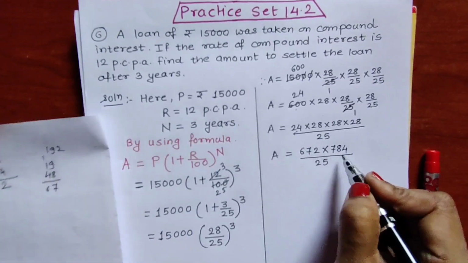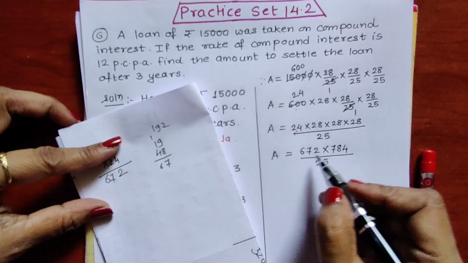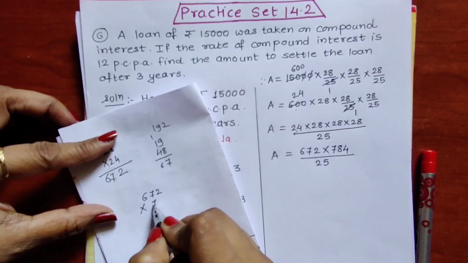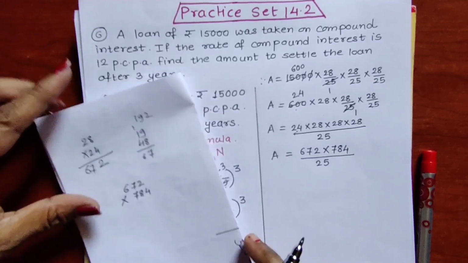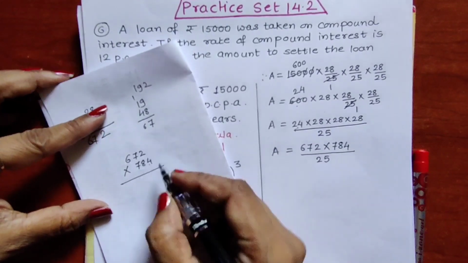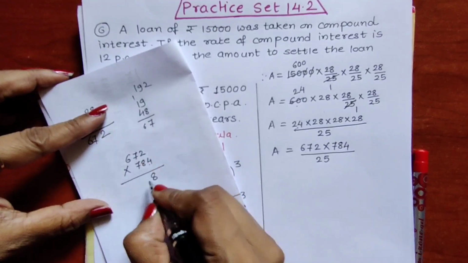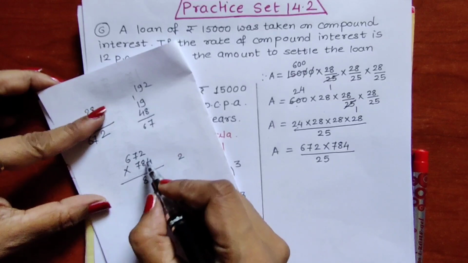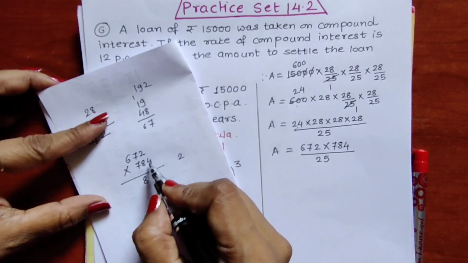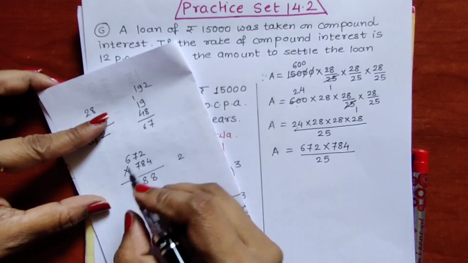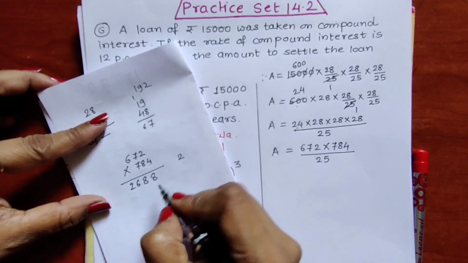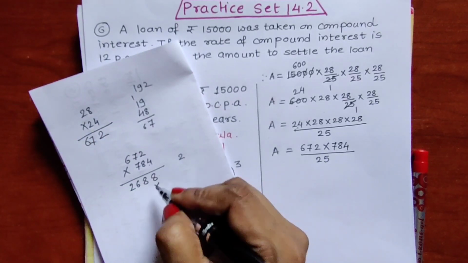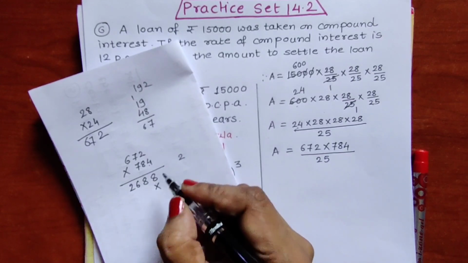Now 672 multiply by 784. Again this multiplication we have to do here. 672 multiply by 784. 4 2s are 8. 4 7s are 28, 2 carrying. 4 6 are 24. 24 plus 2 is 26, correct? Now cross, we will put below this first unit place number.